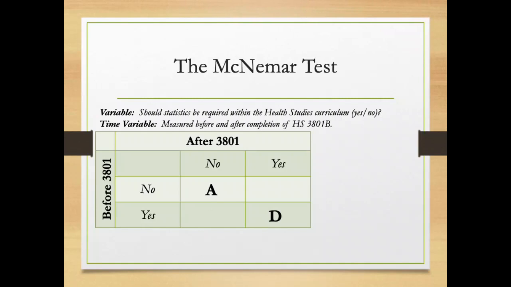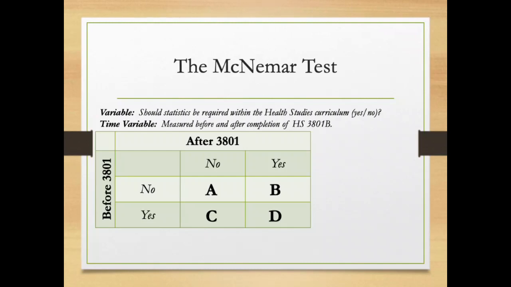This leaves cells B and C as the cells that represent change. Individuals in cell C were of the mind that statistics was necessary for a degree in health studies, but after taking 3801, they changed their mind and decided that it should not be required. Before taking 3801, students in cell B were skeptical as to the value of statistics within their degree, but after taking the course, they were convinced of its value, ultimately coming to the realization that a day without statistics is like a day without sunshine.